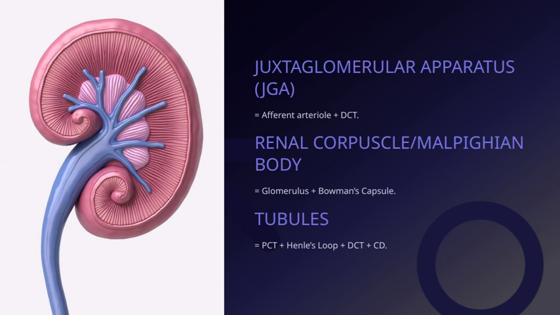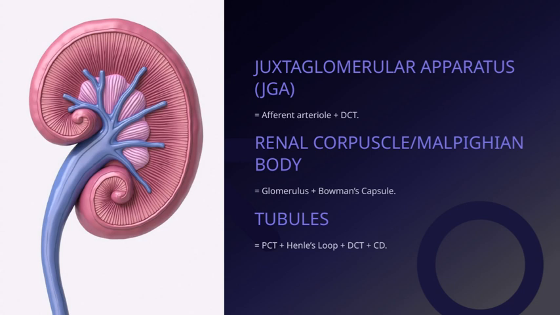Moving on to the renal corpuscle, it includes the glomerulus and Bowman's capsule. This is where the initial filtration of blood occurs, forming the filtrate that will eventually become urine. It's a finely tuned system that balances blood flow and filtration rate. The renal corpuscle is connected to the afferent arteriole, which brings blood into the glomerulus. Interestingly, the DCT, or distal convoluted tubule, is also involved in regulating blood pressure and electrolyte balance.